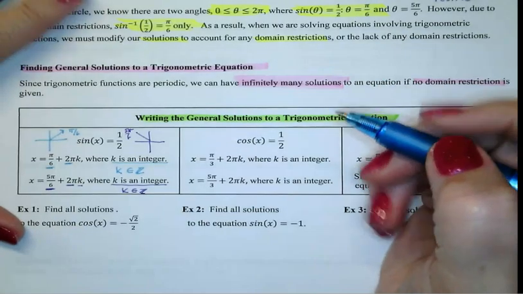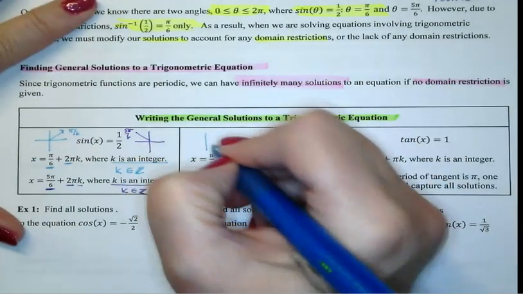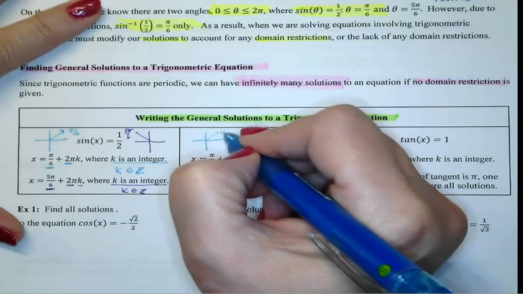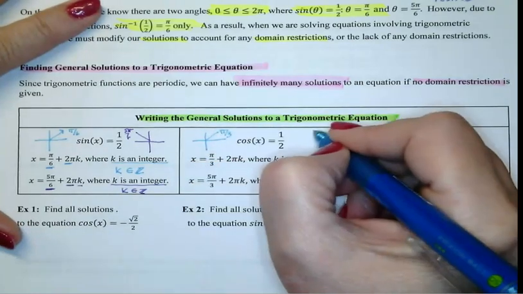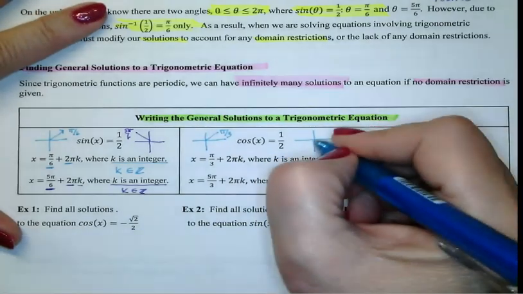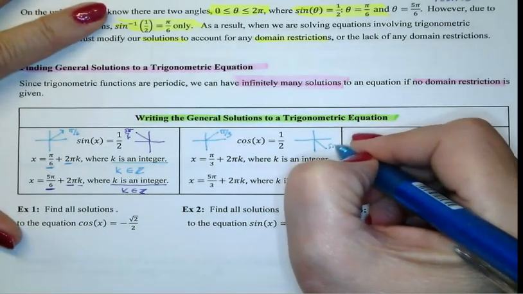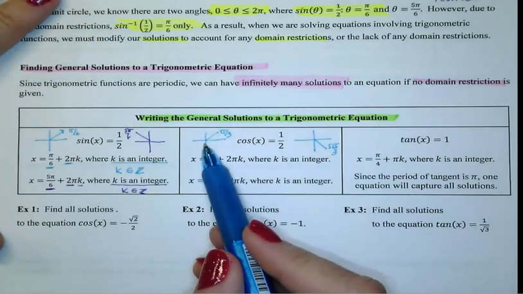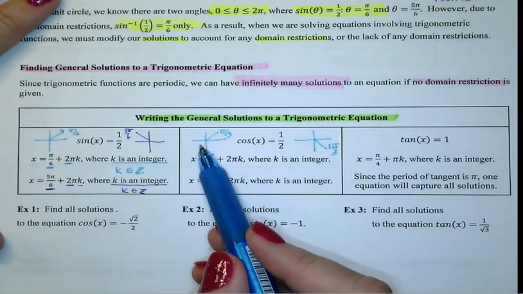Cosine of 1/2. So we know that we have a cosine value of 1/2 in the first quadrant, and that's going to be pi over 3. And then we also have an angle that has a cosine value of 1/2 in the fourth quadrant, and that's 5 pi over 3. So because those are at different locations, we're going to write one equation for each angle.